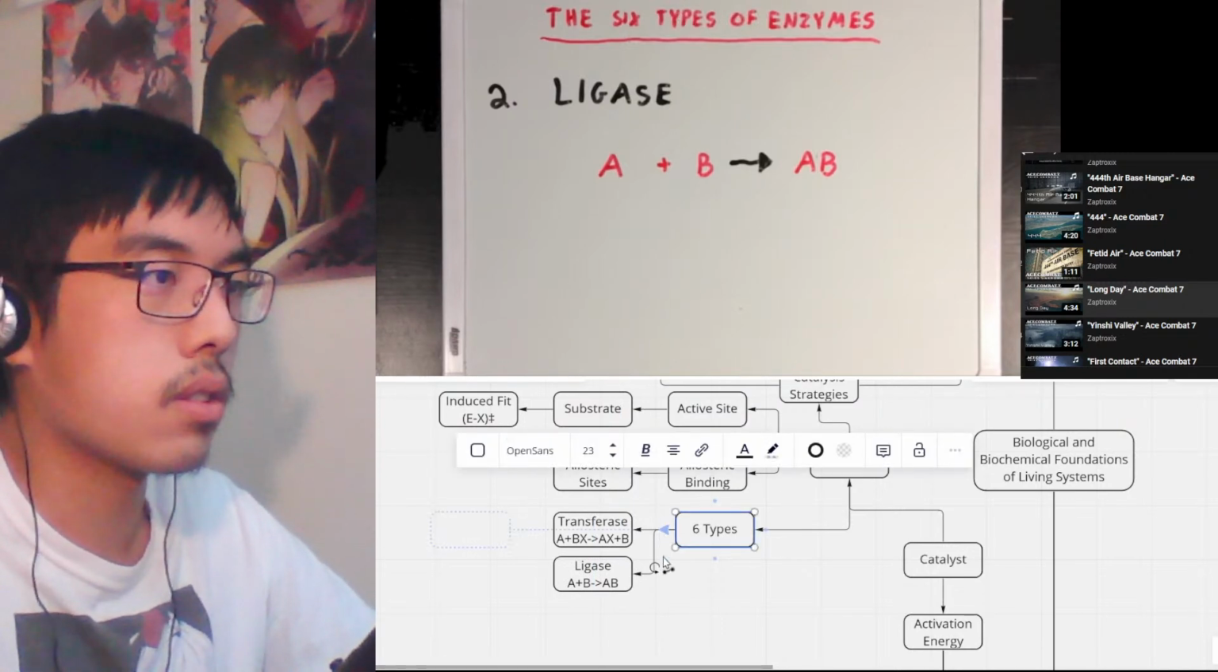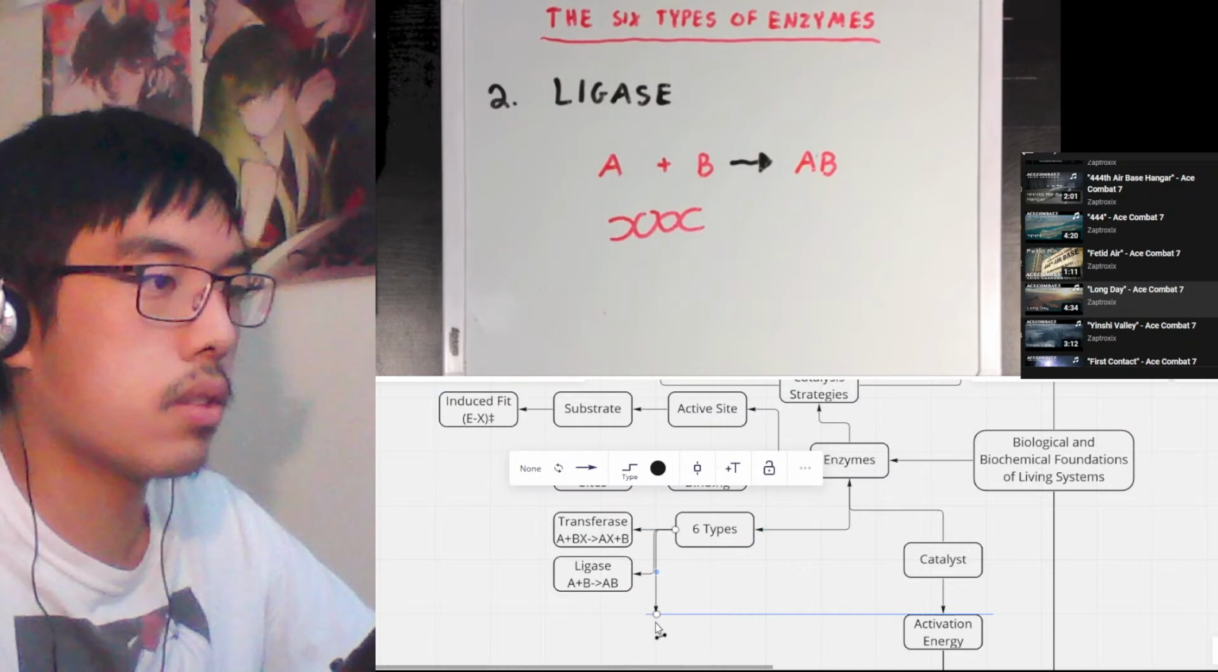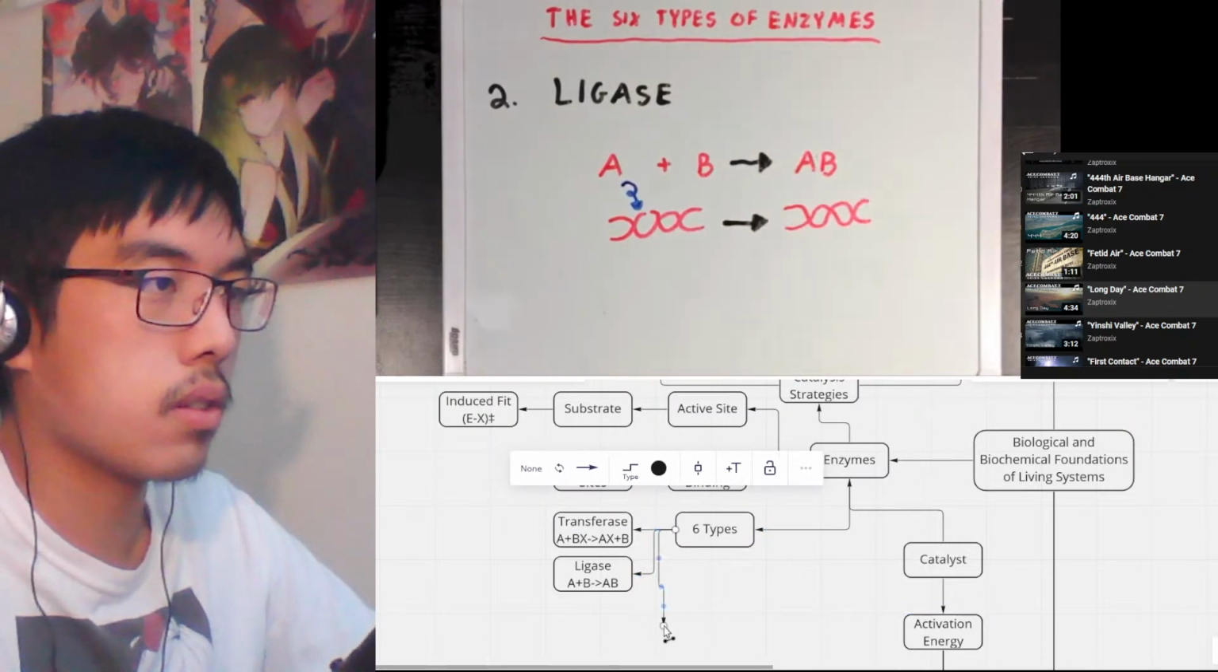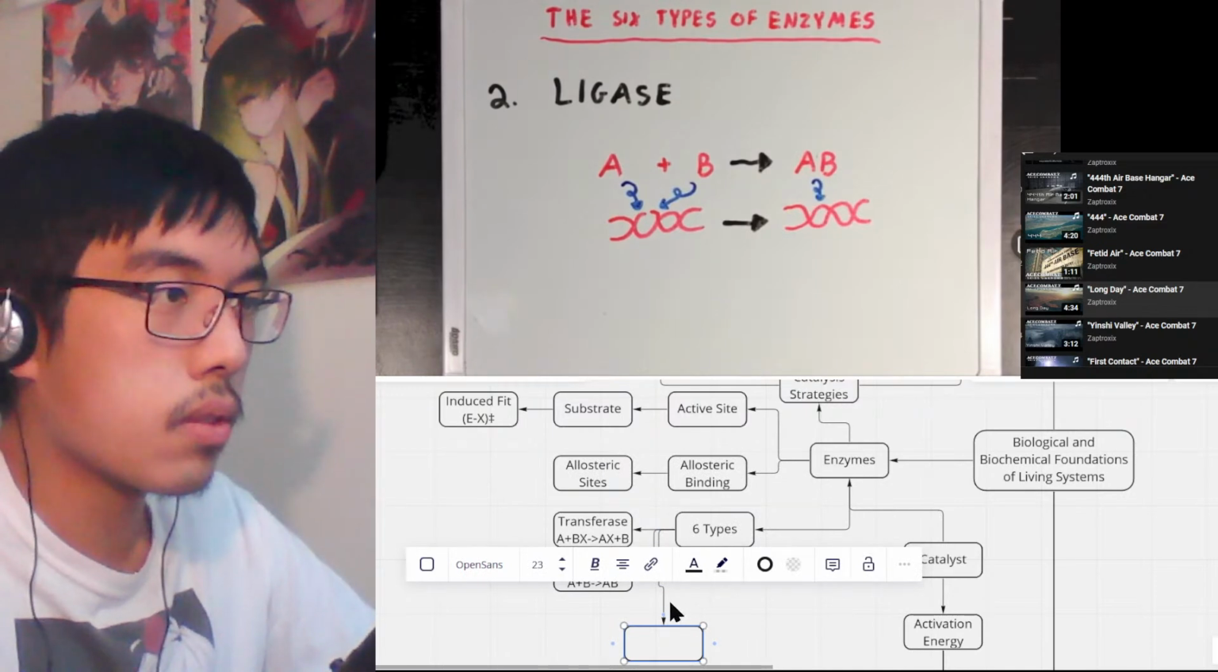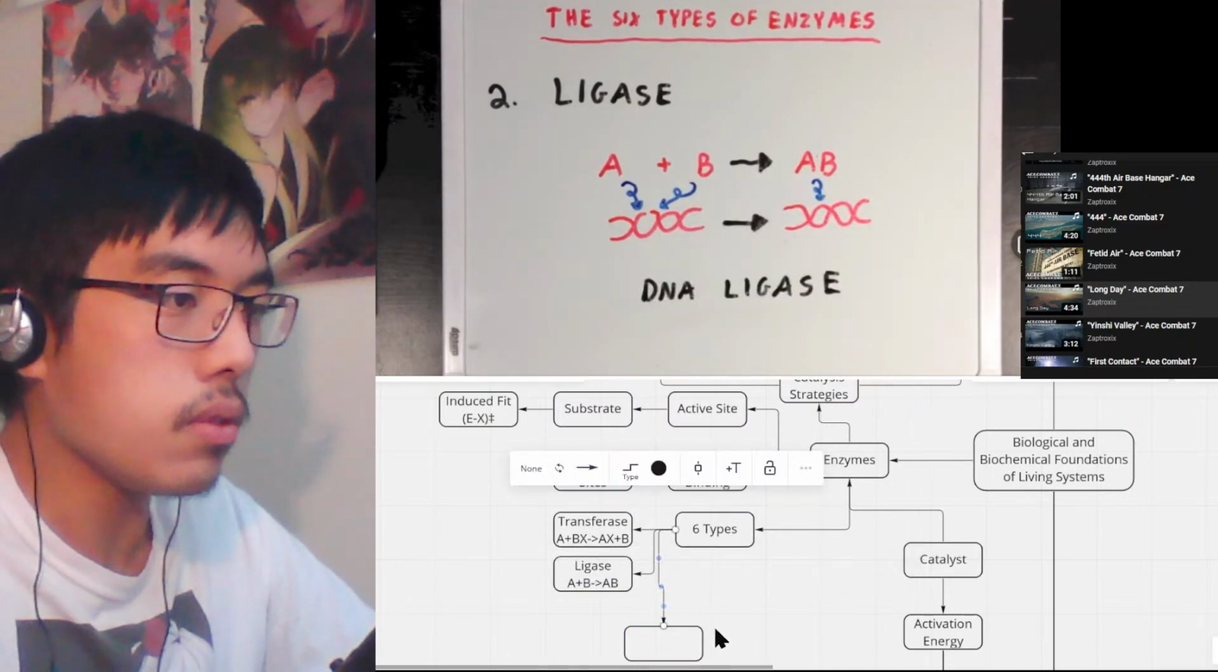to form a complex between them. An example of a reaction using a ligase that you might be familiar with occurs during DNA replication, when two strands of DNA are being joined together. So in this reaction, A and B represent the two DNA polymers, which are being joined to form a single strand. And this reaction in particular is catalyzed by an enzyme called DNA ligase, which is named since it is the ligase that works on DNA strands.